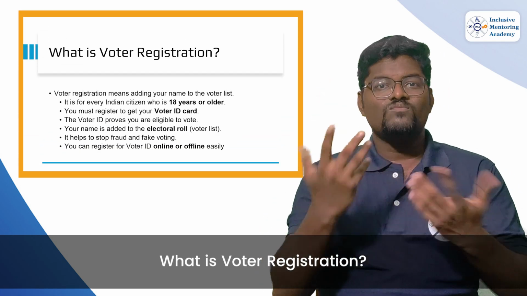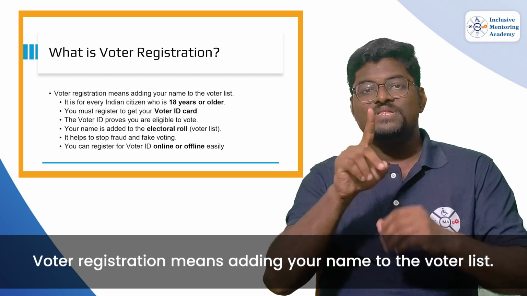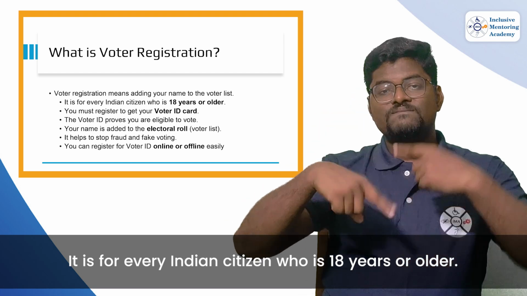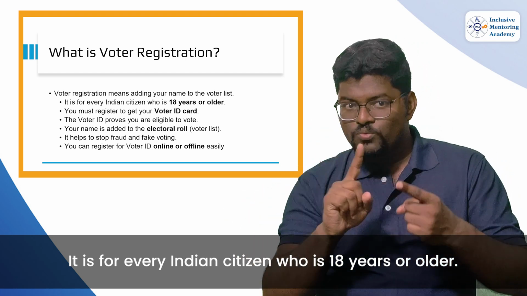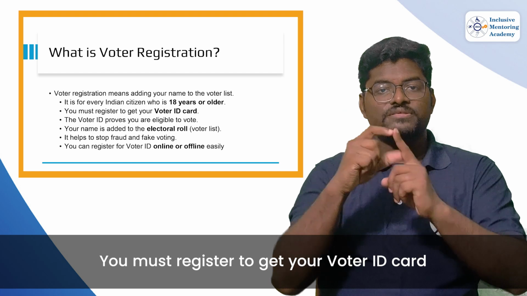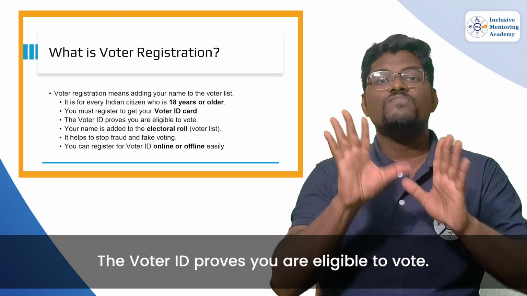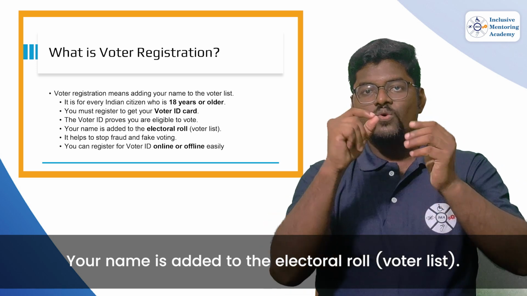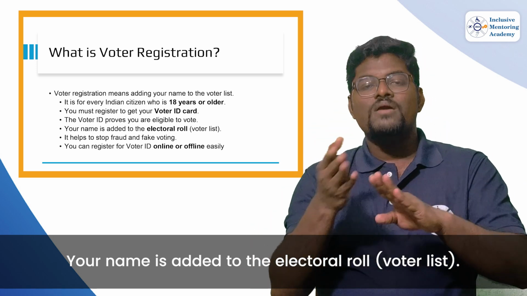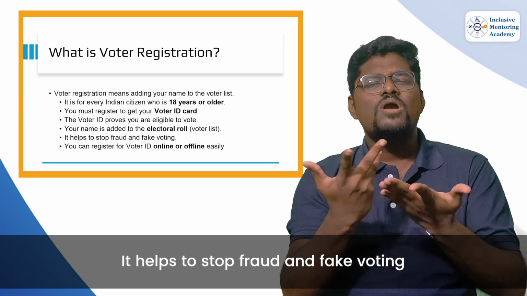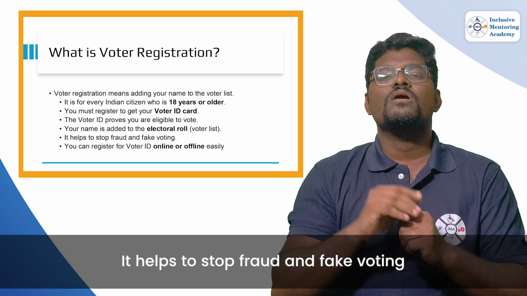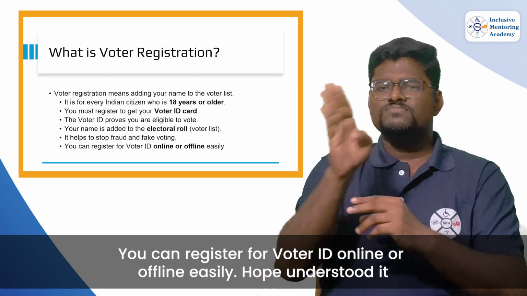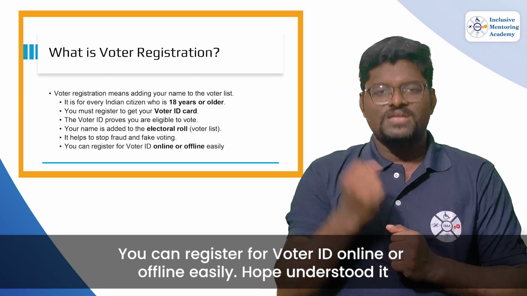What is voter registration? Voter registration means adding your name to the voter list. It is for every Indian citizen who is 18 years or older. You must register to get your voter ID card. The voter ID proves you are eligible to vote. Your name is added to the electoral roll. It helps to stop fraud and fake voting. You can register for voter ID online or offline easily. Hope you understood it.